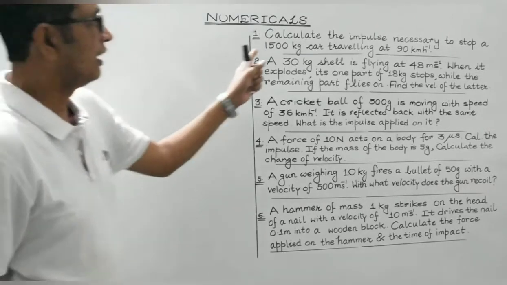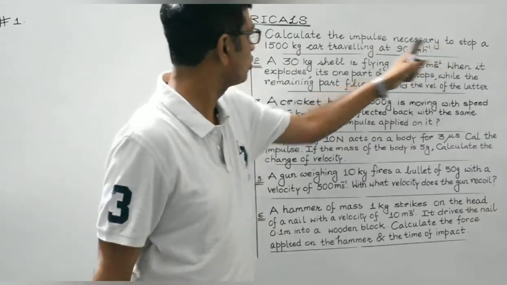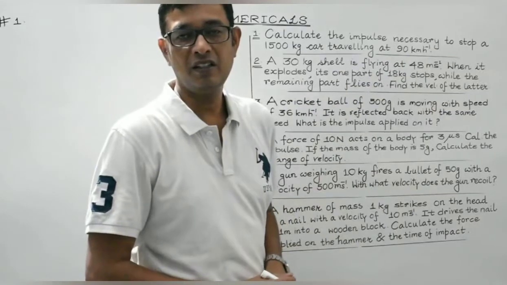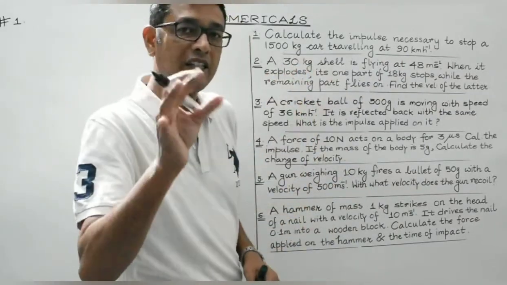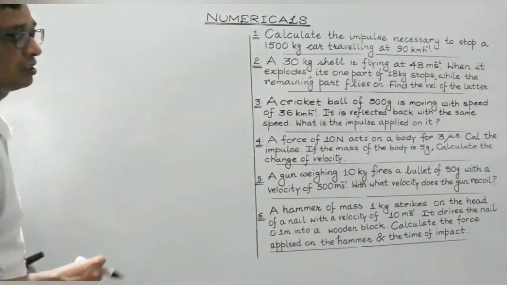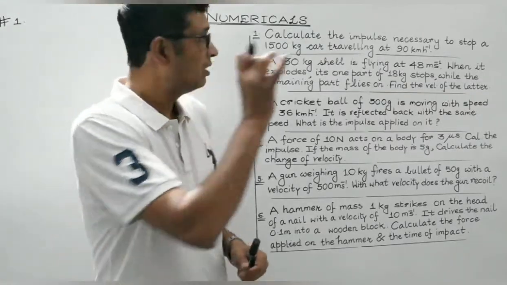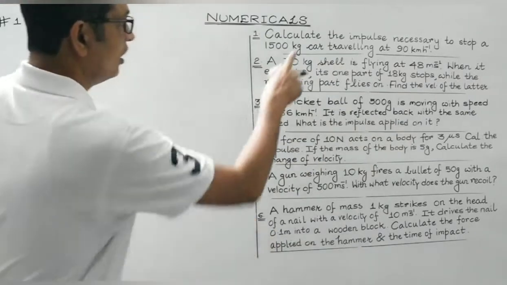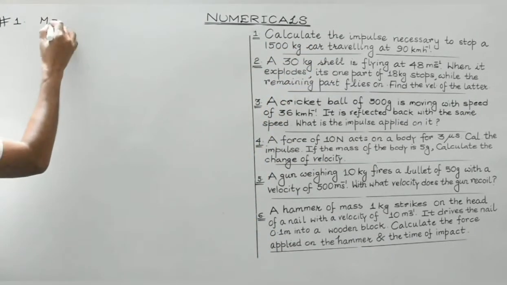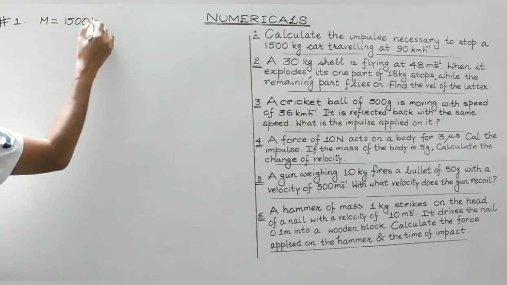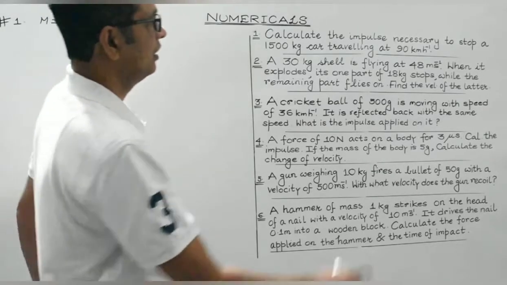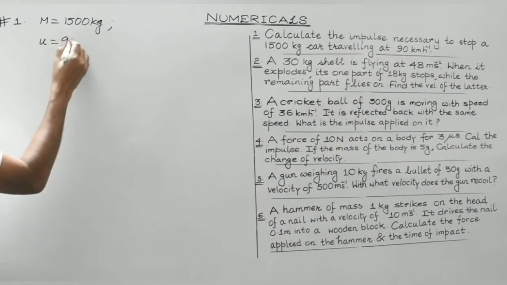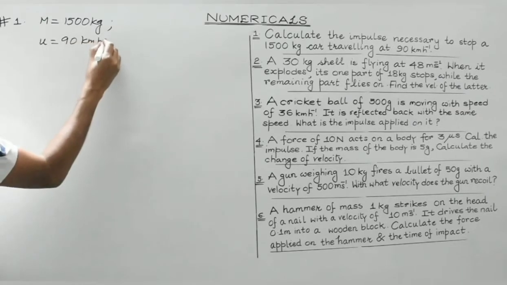The question is, calculate the impulse necessary to stop a 1500 kg car traveling at 90 km per hour. So we are supposed to find out the impulse. Students, first note down the things which are given in the numerical, right? The given information: mass of the car is given to be 1500 kg, and it is initially traveling at 90 km per hour. So initial velocity is 90 km per hour.